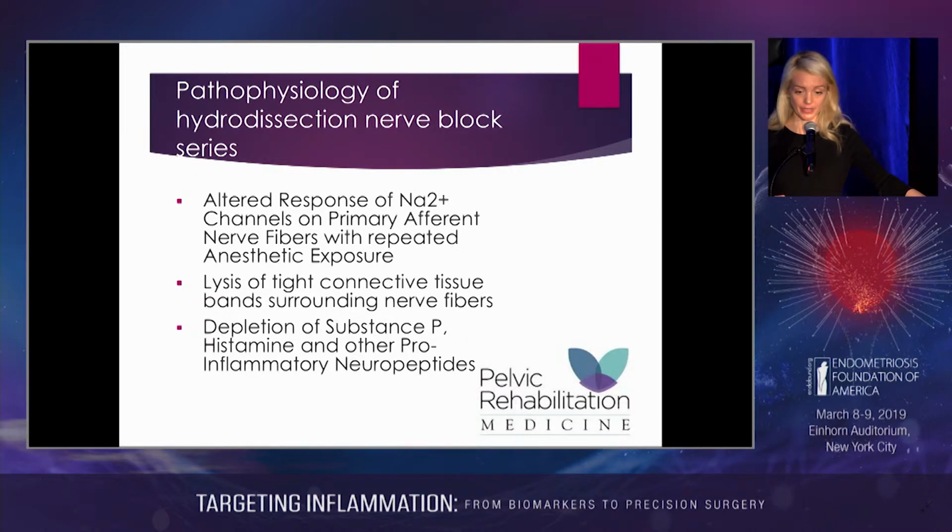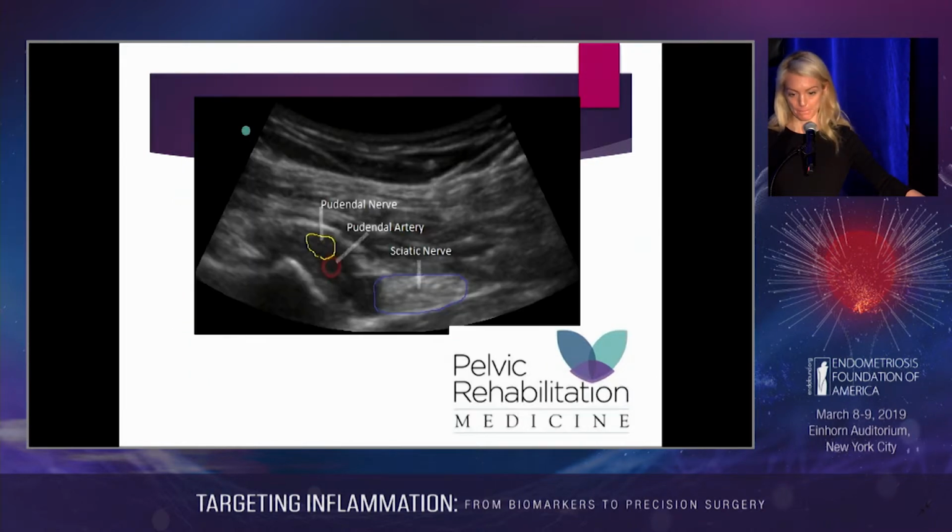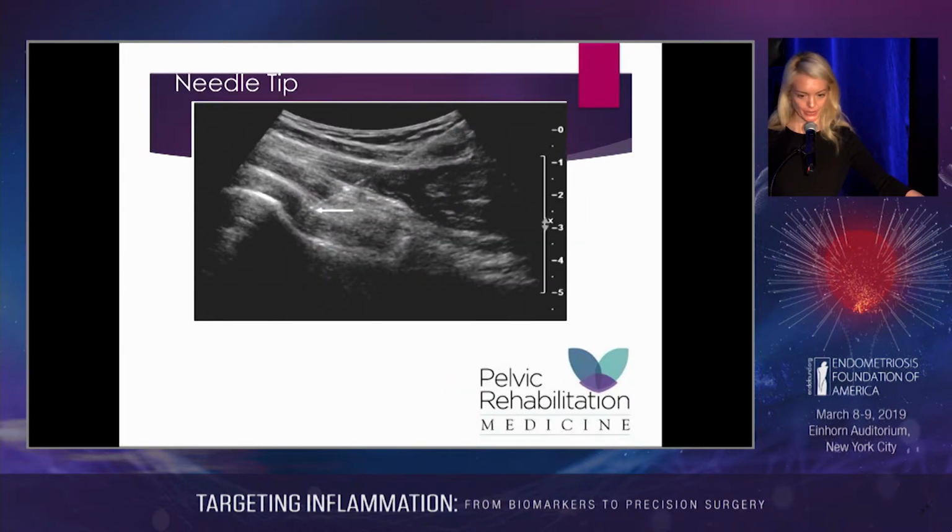The pathophysiology of it is treating the aberrant firing of these sodium-potassium channels and desensitizing these hyperactive nerves. The hydrodissection technique allows for lysis of the connective tissue bands around these peripheral nerves, essentially creating space for increased blood flow and allowing the nerves to really heal themselves. In addition, we're treating the neurogenic inflammation by trying to deplete substance P, histamine, and other pro-inflammatory neuropeptides. These are just some pictures of how we do it, external ultrasound guided with the needle tip going in.